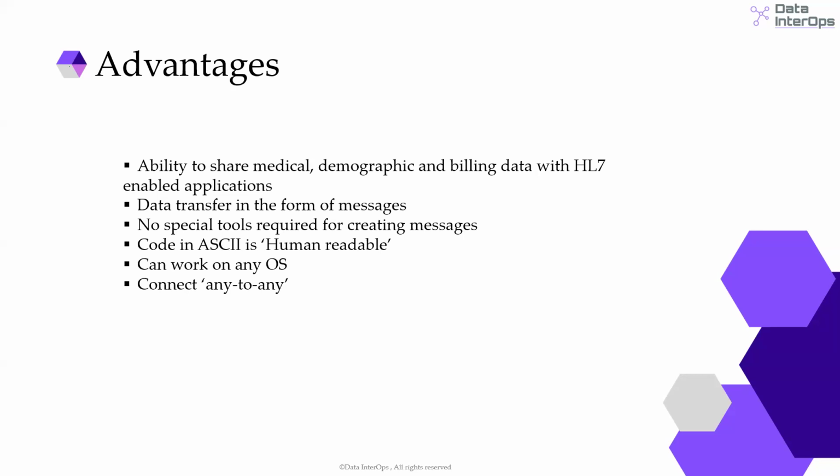In case you are not aware of the standard itself, if you keenly see the message, you'll be able to make out at least 3 or 4 terms from that particular messaging standard. It can work on any OS because it is OS independent. As we are operating at the application layer, construction of the HL7 message happens at the application layer, so it is OS independent and can connect from any application to any application.